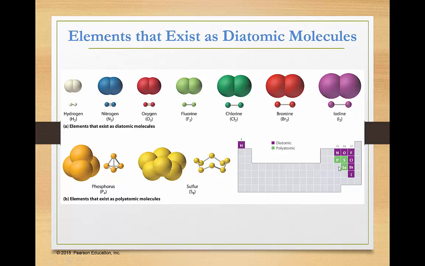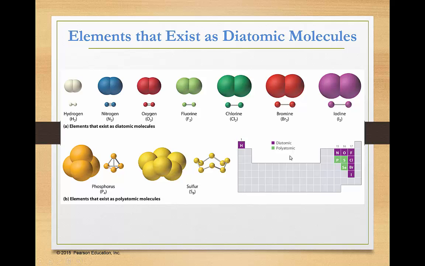Here they're shown on the periodic table, and you can see they're clustered in a particular location. The ones in purple are the diatomics, so I would always have H2, N2, O2, F2, and so on. Now these three in green are polyatomics.